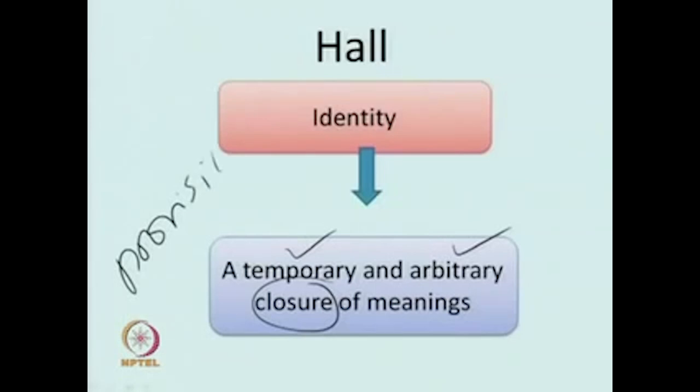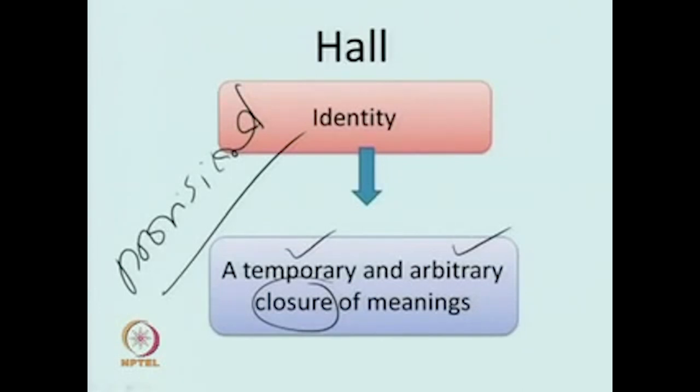It is provisional. And it is arbitrary. It is arbitrary in the sense that we don't mean arbitrary here as something random, but arbitrary as we understand it in structuralism: not having a definite one-to-one correspondence between an object and the name given to it. So identity, according to Stuart Hall, one of the finest cultural critics, is a temporary and arbitrary closure of meanings.